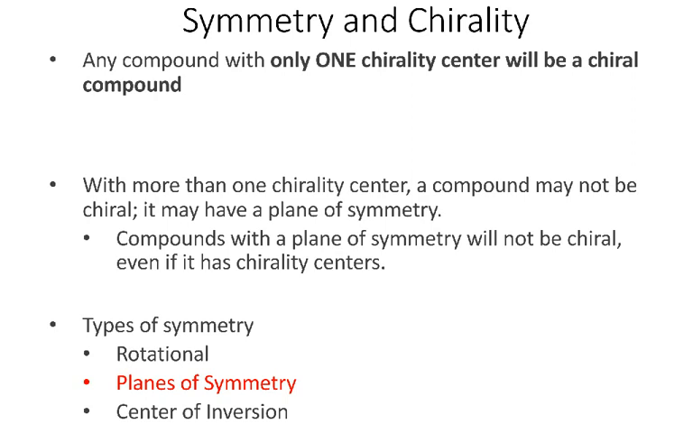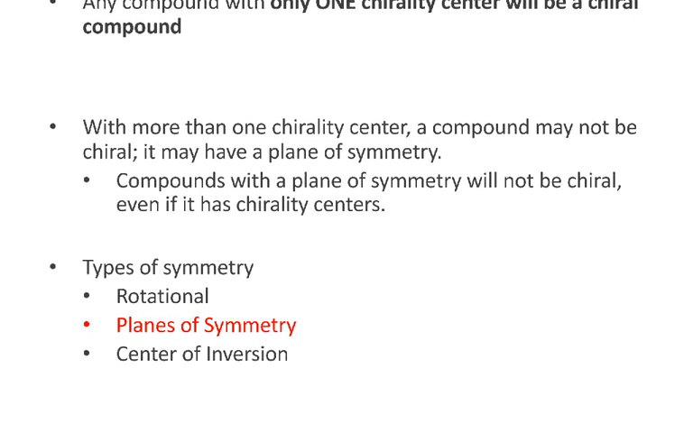Okay, so first off, it's important to point out that if a compound only has one chirality center, it's going to be a chiral compound. And so most of this video really applies to molecules that have more than one chirality center. It's good to keep in the back of our mind, and don't forget that if there's only one chirality center, the molecule is going to be chiral.